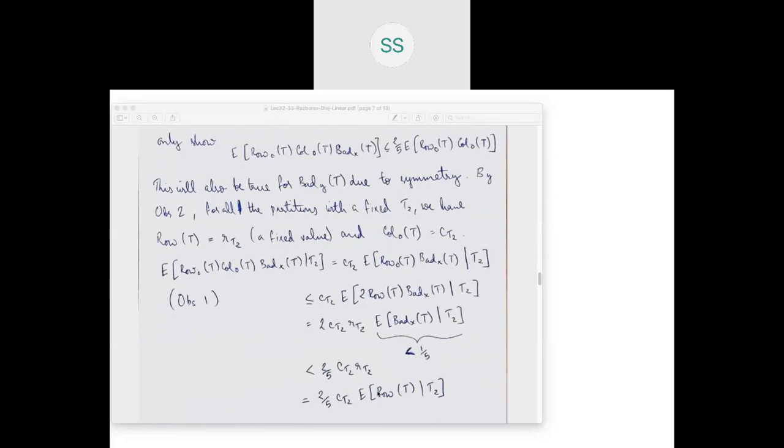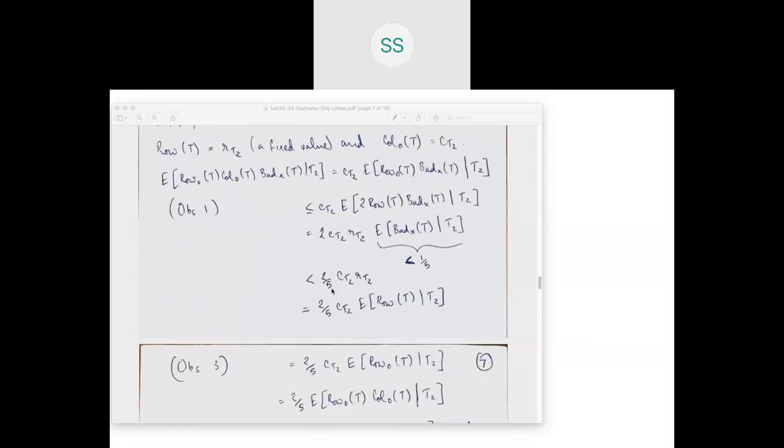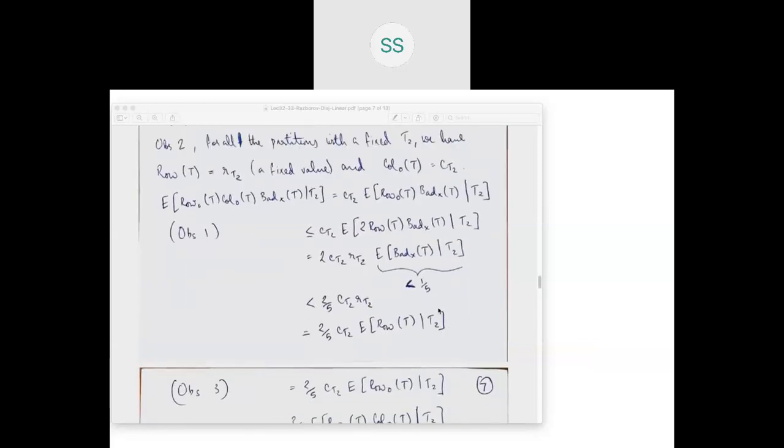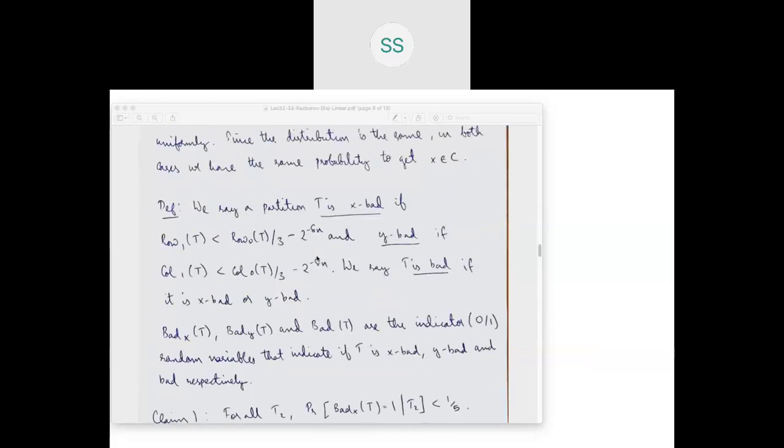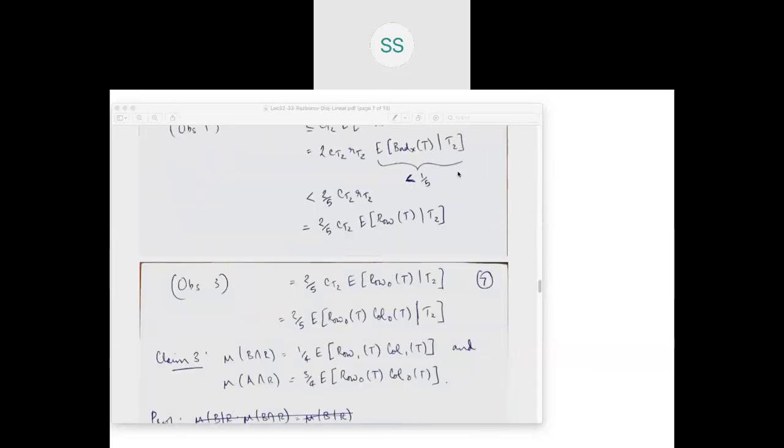Now that we have got what we wanted, let us try to get the right hand side, which was 2/5 times the expectation of rho 0T column 0T. We already have the 2/5 here, so this is the expectation. I'll take this inside, rho T given RT2, and we know that rho T given RT2, by observation 3, this is rho T given T2.